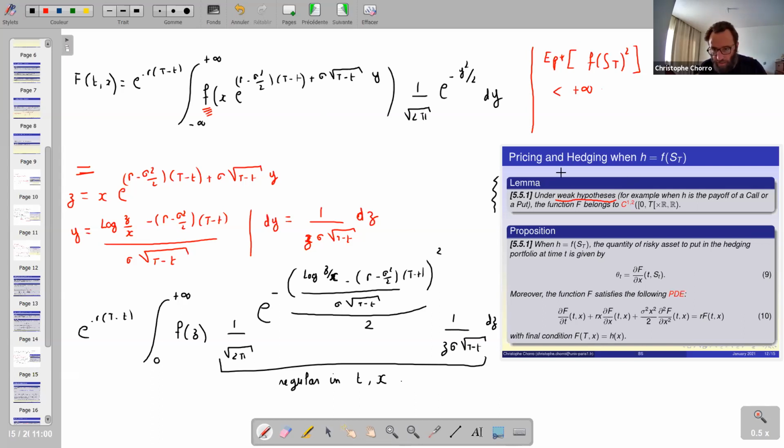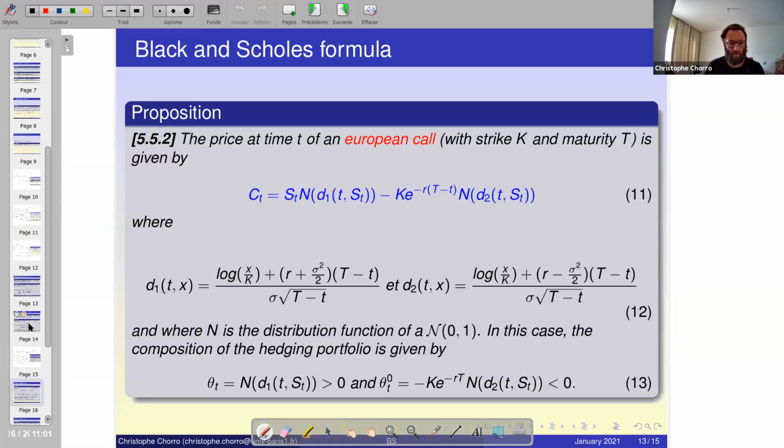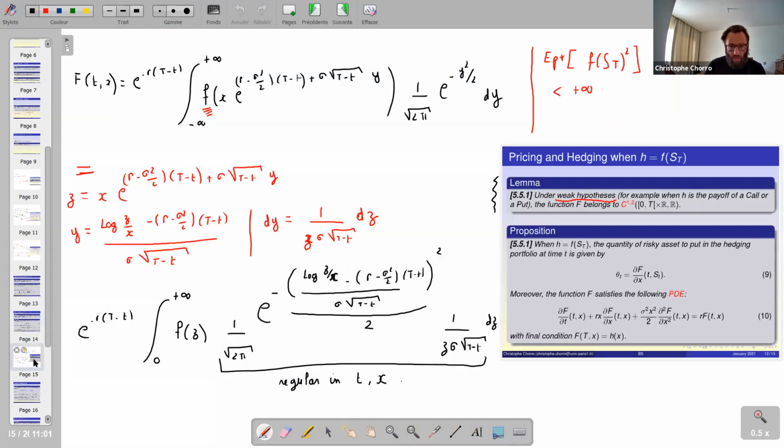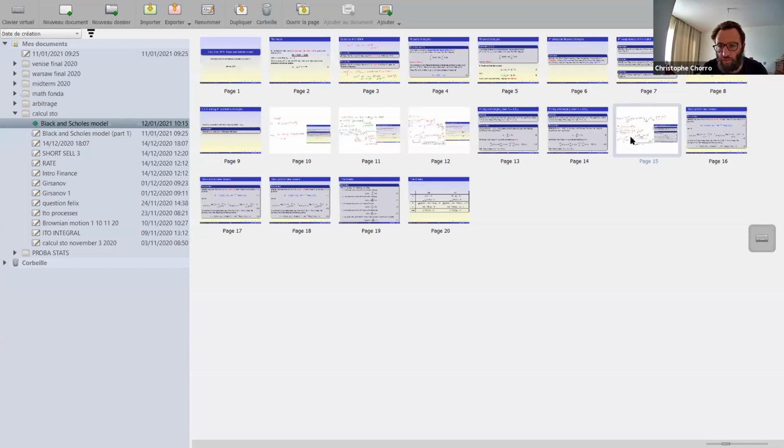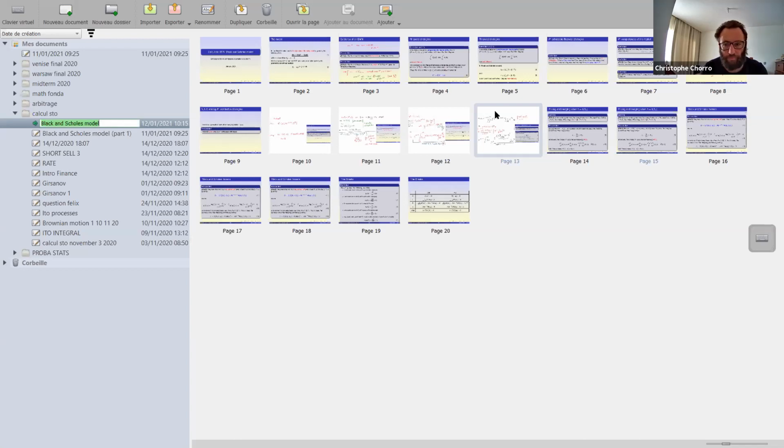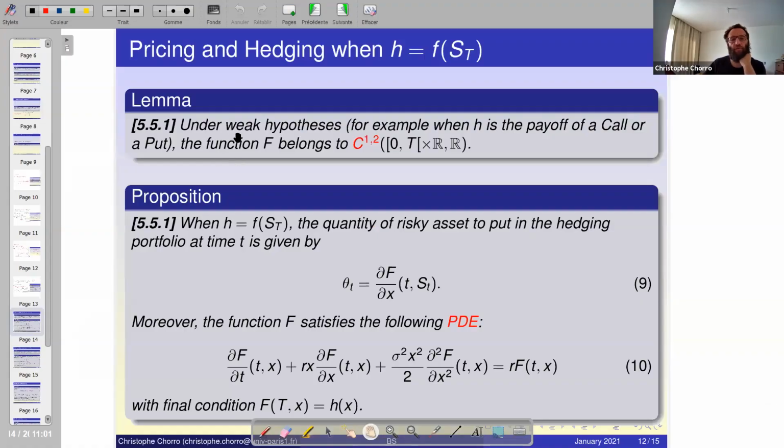So I suppose now that my function capital F is regular, in the sense that I can compute the derivative with respect to the time, and I can compute the second derivative with respect to x. Excuse me, what I have done, yes. So it's not what I want to do here. So let me just once again, please, because I just want to put this one here. So it's okay for the lemma 5.5.1.